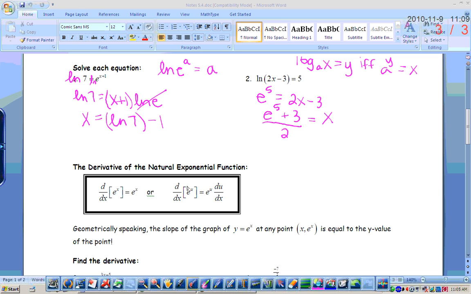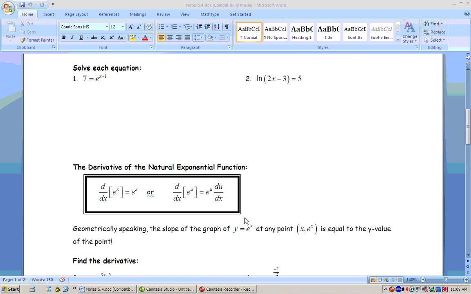Yeah, we're just using the chain rule here. The derivative of e to the u is e to the u, and then times the derivative of u with respect to x. That's the du dx. So geometrically speaking, the slope of the graph of y equals e to the x at any point is equal to the y value at that point. That's why it's a really special function, because the slope of the graph of e to the x is always equal to the y value at that specific point. That's why the derivative is the same as the original function.